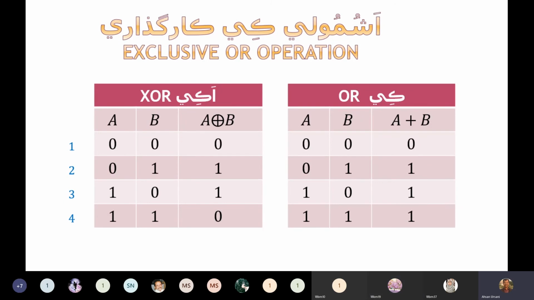In OR, if any one input is 1 the output is 1, but in exclusive OR, exactly one must be true. The output will be true when exactly one operand is true. If both operands become true, in row number 4 you can see that the output again becomes 0. This row is different; the first 3 rows are the same.